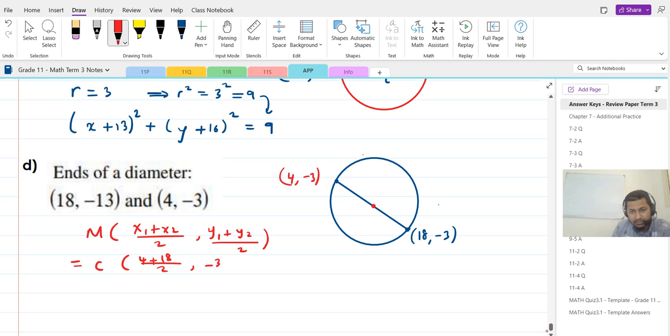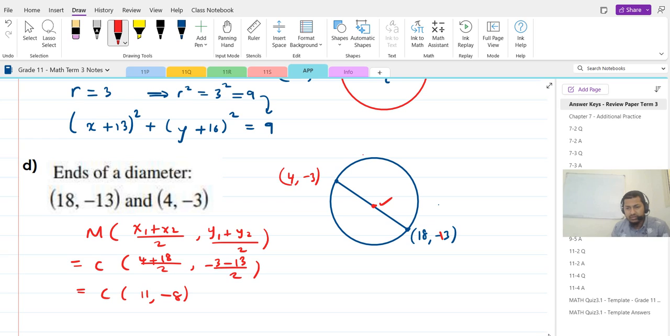Minus 3 minus 13, this was minus 13, minus 3 minus 13 divided by 2. So we're getting the center is 11, that's 22 divided by 2, and negative 8, because that's negative 3, negative 13, which is negative 16 divided by 2, which is negative 8. So we have the center.